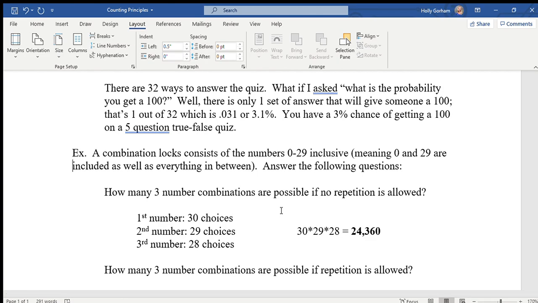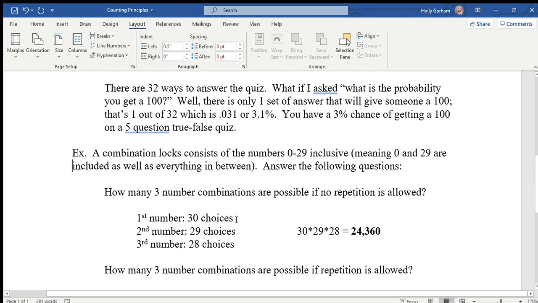So let's say you're allowed to go into the office and pick your own combination. Now, if you counted all the numbers from 0 to 29, there would be a total of 30 numbers. Okay, if you don't believe me, count out 0 through 29. There are 30 numbers. So you go into the office and Ms. Tharp says, okay, you need to pick your combination. Well, for your first number, there are 30 choices.